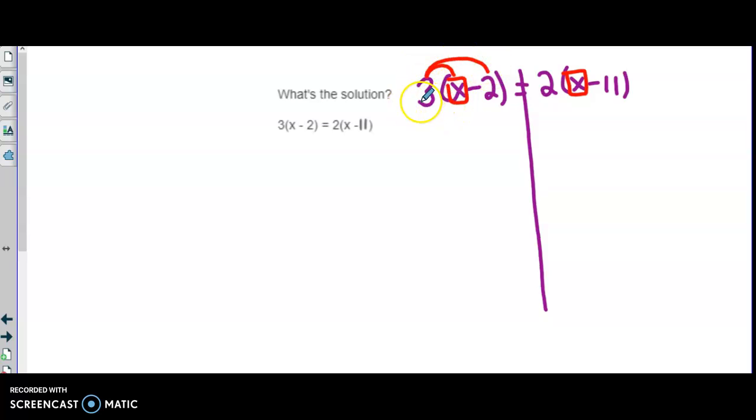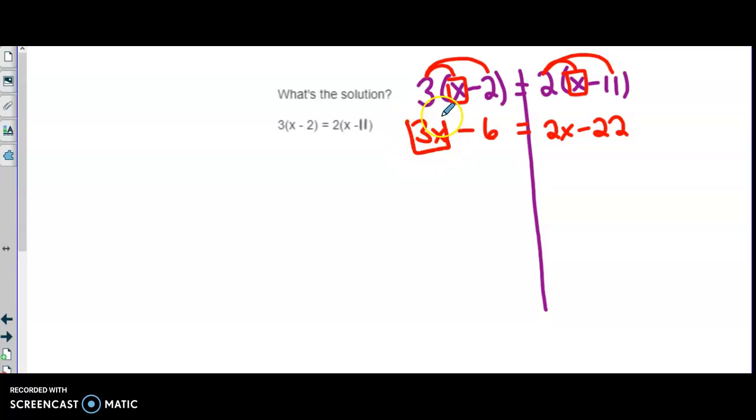And when we do that, we multiply. So 3 times x is 3x. We're distributing it. 3 times negative 2 is negative 6. Same thing on this side. We have to distribute. Our 2 is our mailman, so he's going to distribute. 2 times x is 2x, and 2 times negative 11 is negative 22. So we got rid of our parentheses, which is awesome.